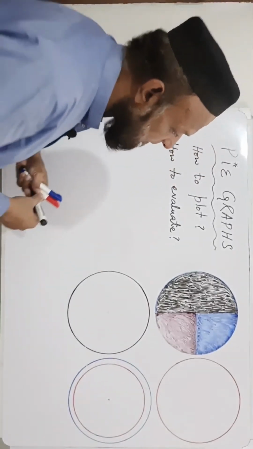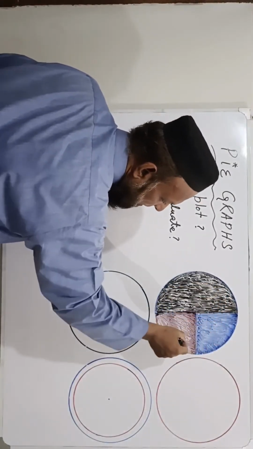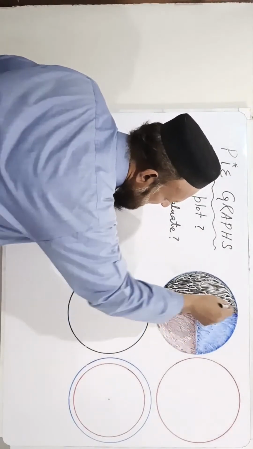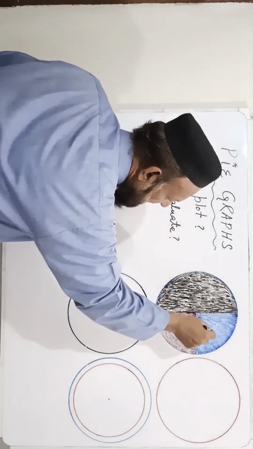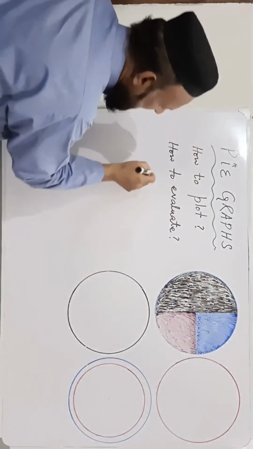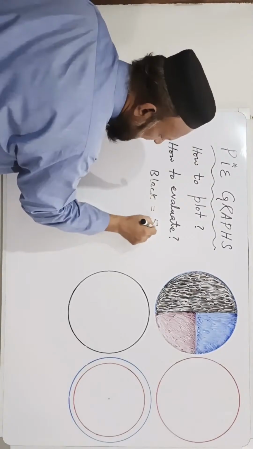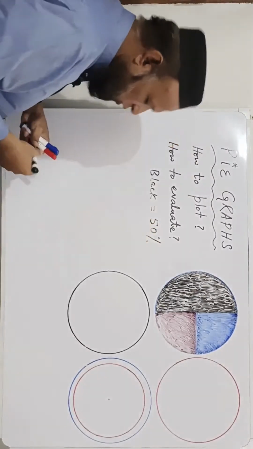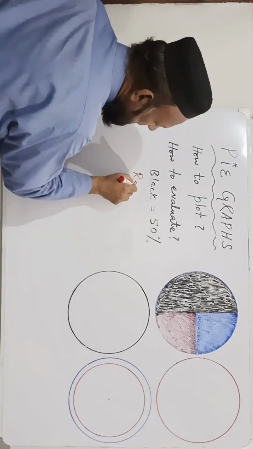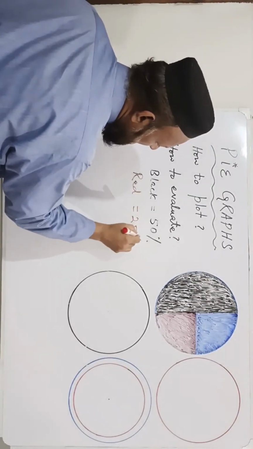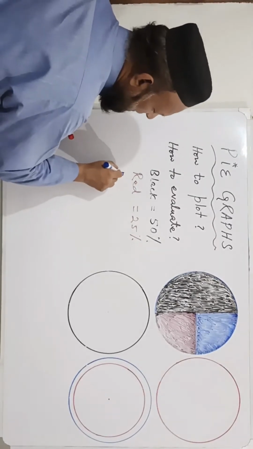Now, how will we read it? What does it indicate? It indicates that there are these two quarter pieces of a circle, and this is the half piece of the circle. This has a double share and this is single. So the share of black is 50% of the total markers. Red is 25% of the total, and blue is 25% of the total.